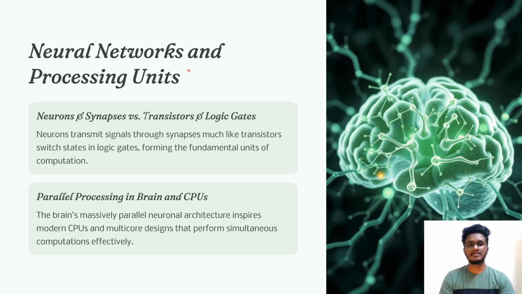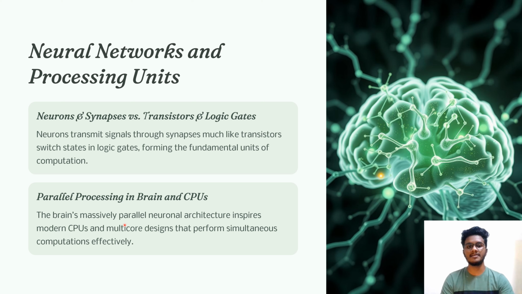Neural network and processing unit. Neurons and synapses versus transistors and logic gates. Neurons transmit signals through synapses, much like transistors switching states in logic gates, forming the fundamental units of computation. Parallel processing in brain and CPUs.